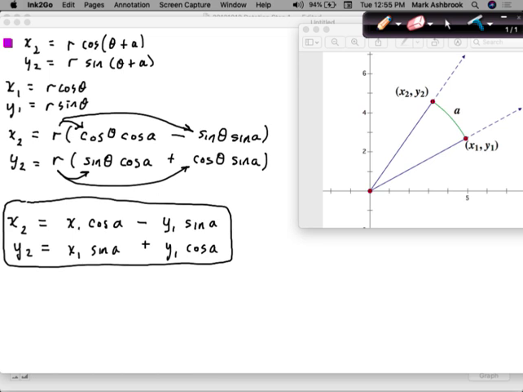If I did cosine A times x1 minus sine A times y1. And then y2 would be sine A times x1 plus cosine A times y1.